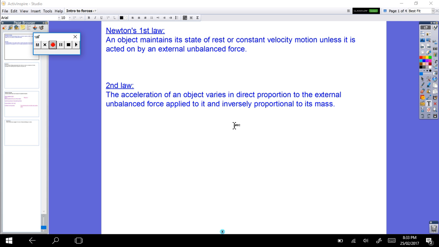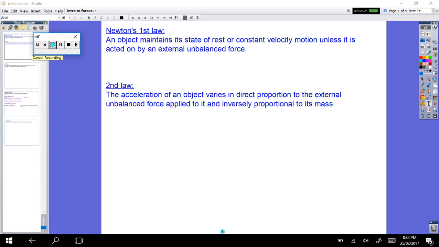Another example of Newton's first law is in a car crash. In a head-on car crash, the occupants tend to continue in their state of motion and move forward towards the dashboard. So that's why we wear seatbelts, to restrain them, and that's why the airbags are there to protect us.